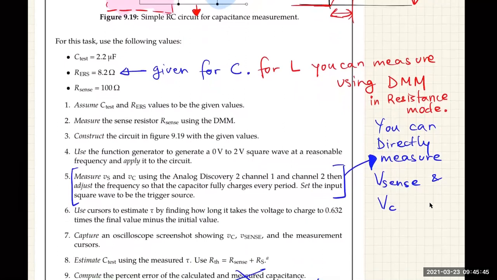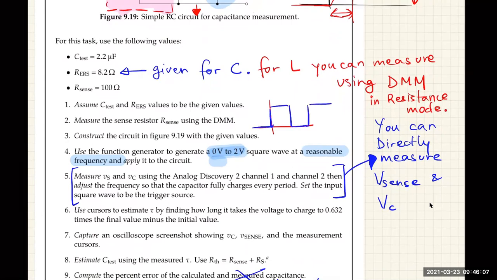Okay. All right. So the next thing to keep in mind here is in step 4, you are asked to generate a square wave that goes from 0 to 2 volts. So basically that means your square wave should start at 0 volts and go up to 2 volts. Okay. So now think about what the amplitude and the offsets need to be to get this signal. The second thing here is you're asked to find a reasonable frequency.